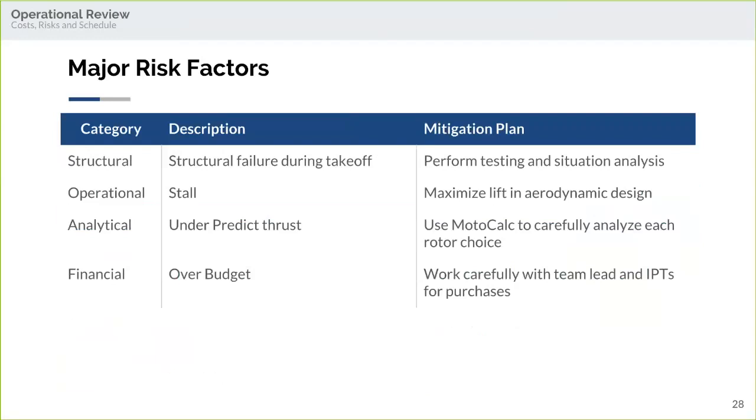Analytically, we could underpredict the thrust. In order to prevent that, we're using MotoCalc to carefully analyze all of our motor and propeller choices, and then also make sure that we have an overpowered aircraft in the event that we do, in fact, underpredict how much thrust we're going to have. And financially, our biggest risk is going over budget, and we're going to prevent that by having all of the IPT leads come together and know what our current budget is, and work with our project managers to make sure that the parts that we're ordering are actually the parts that we need at the price point that we're buying them at.